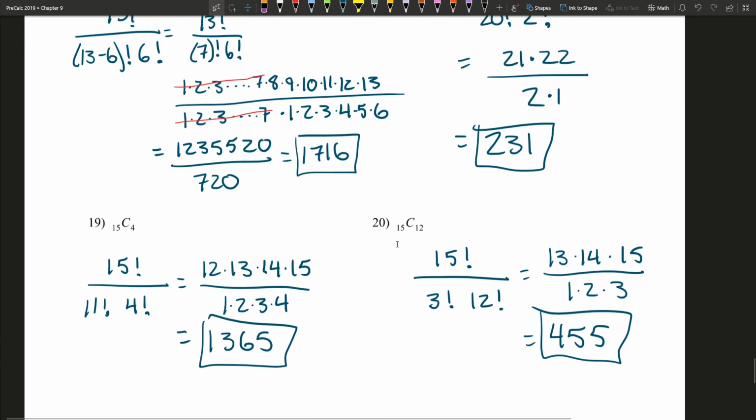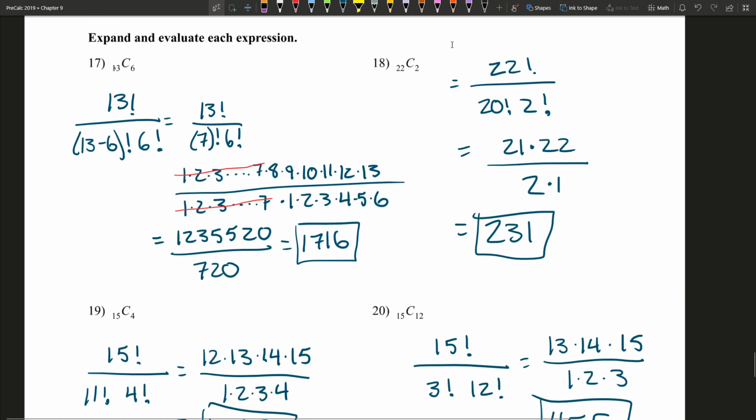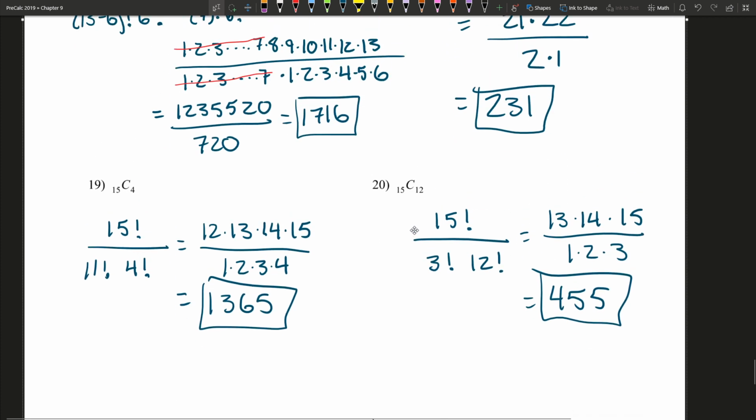Okay. For number 18, 19, and 20, I did skip steps to get from here to here in 18, 19, and 20. But it's the same thing that's happening in this step in number 17. Okay, so it's expanding that factorial and then canceling out common terms. That's really the only thing I did different, just in order to save space and a little bit of time. Okay, so those are all the answers for the practice test.